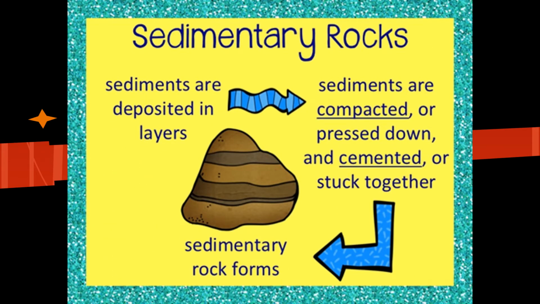Sedimentary rocks are compacted, pushed down, and cemented together after they've been deposited in layers. So as you can see in this picture, there are different stripes or layers depending on the colors and makeup of the minerals in the sediments.